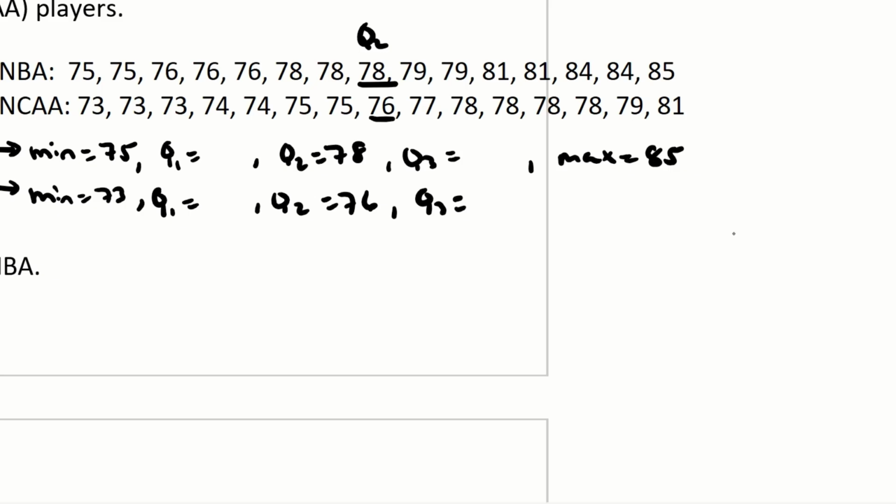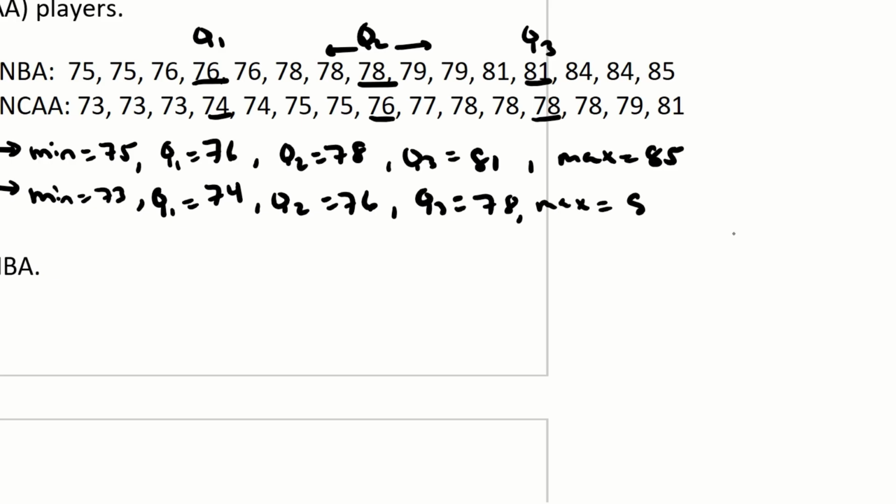Now we have to go to the left of that and to the right of that to find the first and the third. There are 7 numbers to the left, which means there's only one middle number: 1, 2, 3, 4, the fourth number. That's going to be our first quartile. And then 1, 2, 3, 4 on the right, 81, and then 78 for our third quartiles. And the maximum here is 81. Okay, so that's what we got.